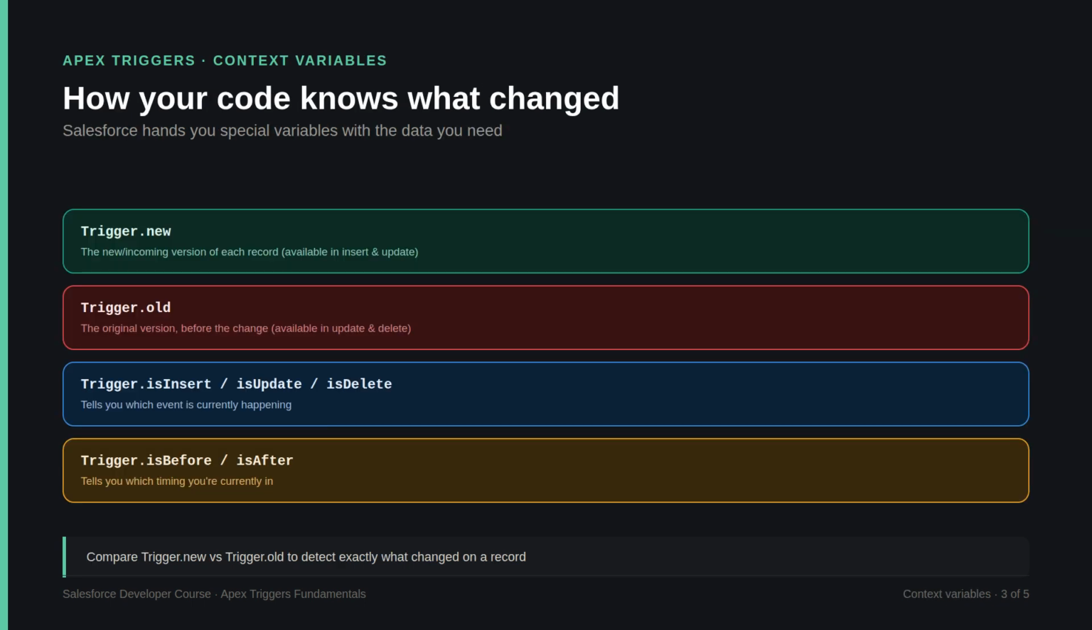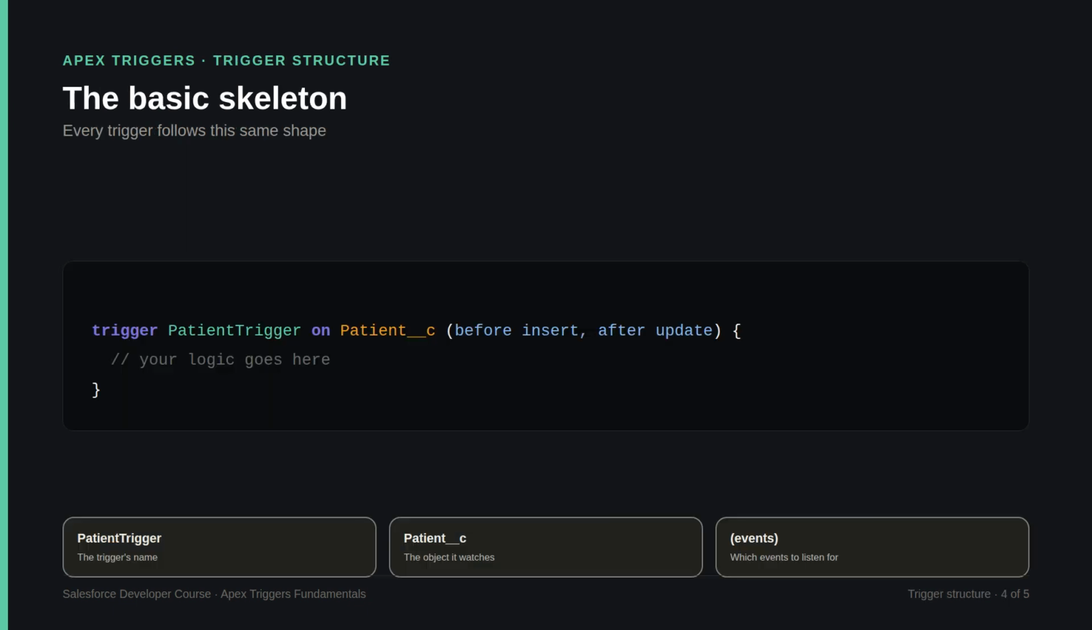When your trigger runs, Salesforce hands you a few special variables so your code knows exactly what's going on. Trigger.new gives you the new, incoming version of the record. Trigger.old gives you what it looked like before the change, so you can compare them and see exactly what was edited. And Trigger.isInsert, isUpdate, isBefore, isAfter, these simply tell your code which situation it's currently in, like little flags your code can check. Let's look at the actual skeleton every trigger is built from.